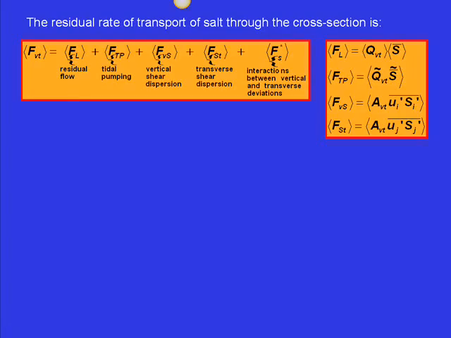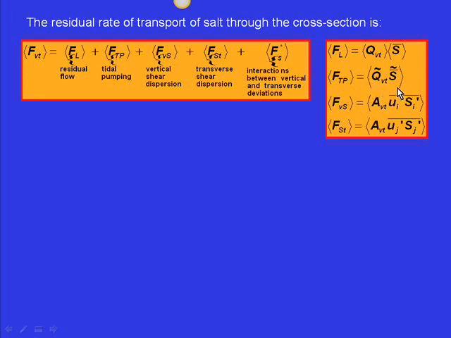And typically, in most applications, that's the one that's going to dominate the salt flux. The next is from tidal pumping. Here it is. It's a covariance between the transport and the salinity. So these are tidal variations of water transport and salinity averaged throughout the tidal cycle.